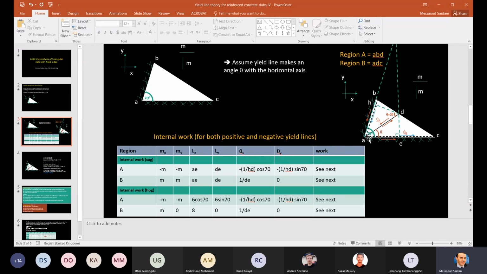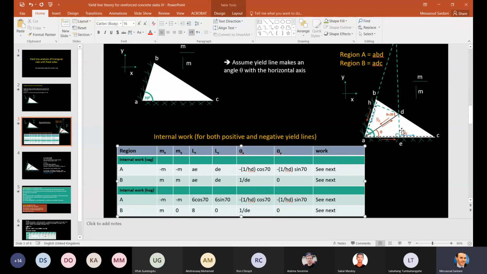So we're starting with region A here. This is the vector moment. So Mx, in the X direction, will be negative, and it's minus M. And we're looking at this vector here. So projected on the X-axis, we have minus M. Projected on the Y-axis, we also have minus M because it's going down. The length of the yield line, this is the yield line AD. If you project it on the X-axis, it's AE. If you project it on the Y-axis, it's DE.